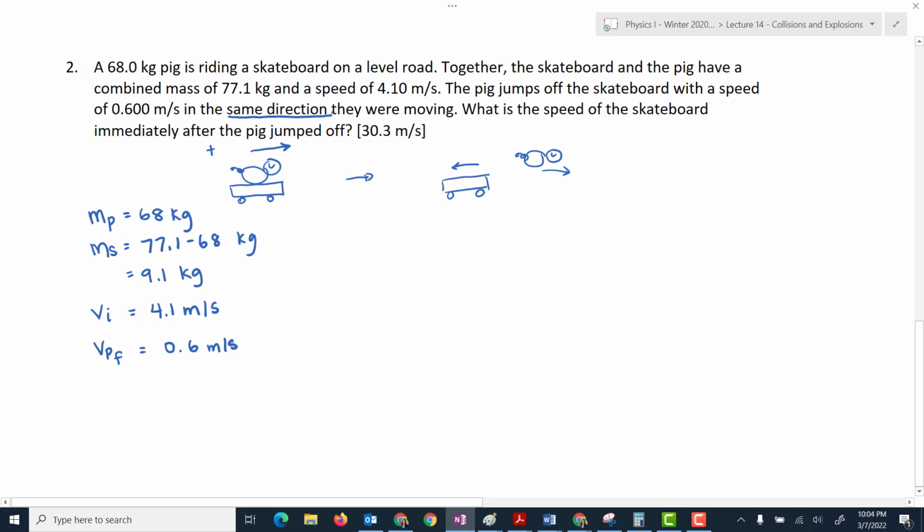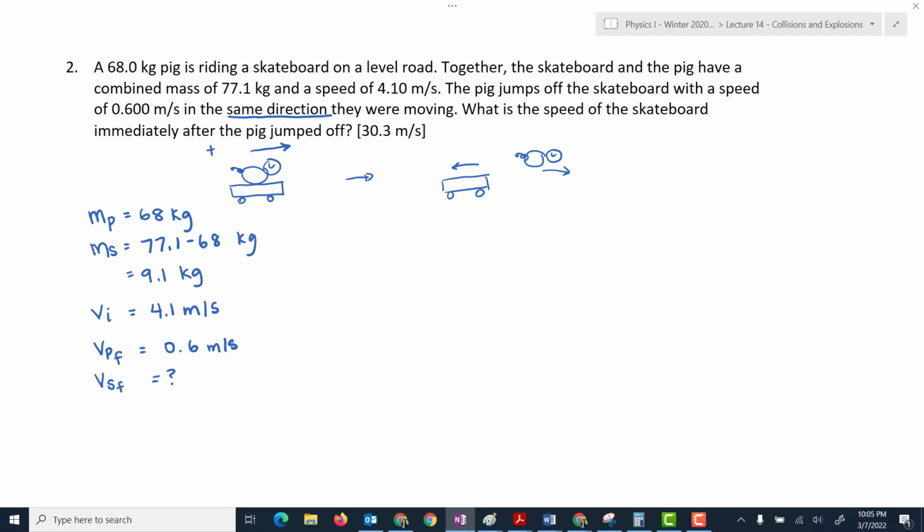What is the speed of the skateboard immediately after the pig jumps off? So we're looking for the speed of the skateboard final. That's our question mark. We should expect it to be a negative value, but since the question's asking for speed, we would rewrite it as just a positive value because speed is a scalar. It doesn't have any negatives involved because that would tell us what direction it's going, but speed is not a vector, so we shouldn't say the direction.